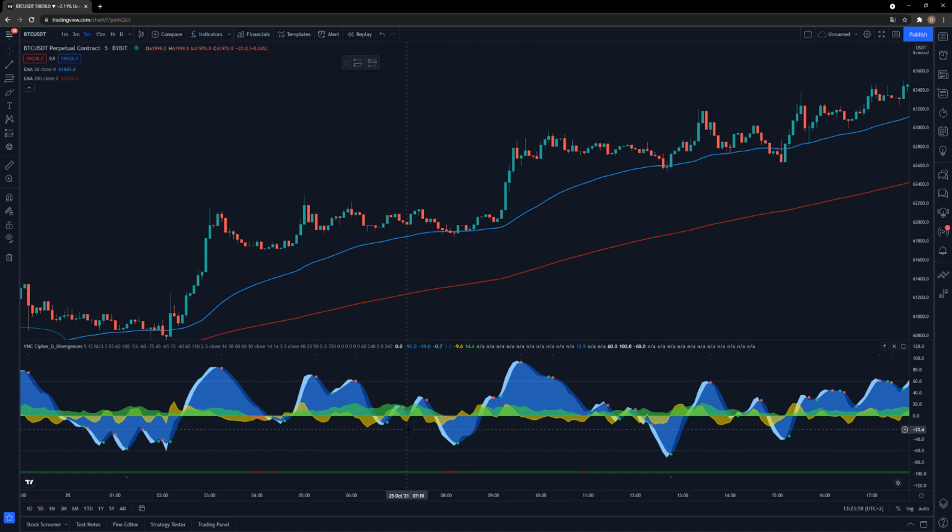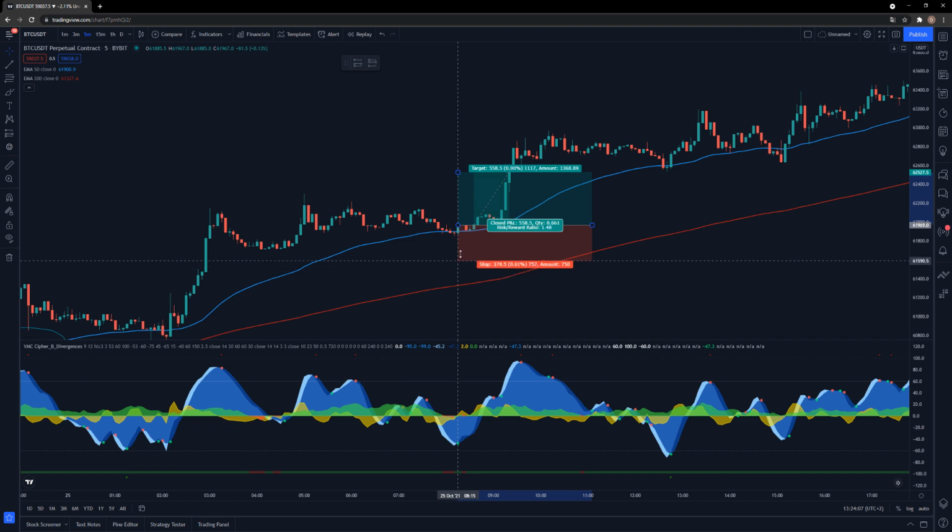It's underneath the 0 line and it just went above the 50 EMA. So this is a clear entry for us. So where would we enter on the next candle? Where do we place our stop loss?